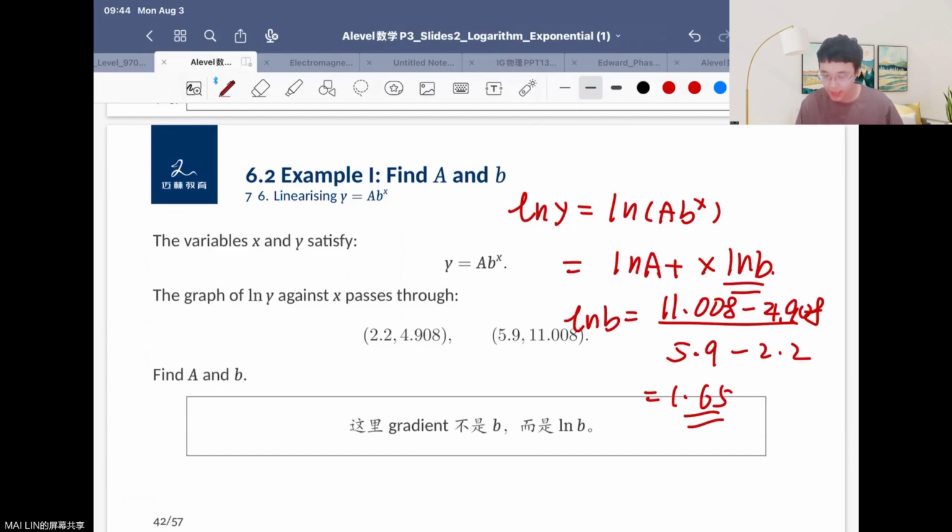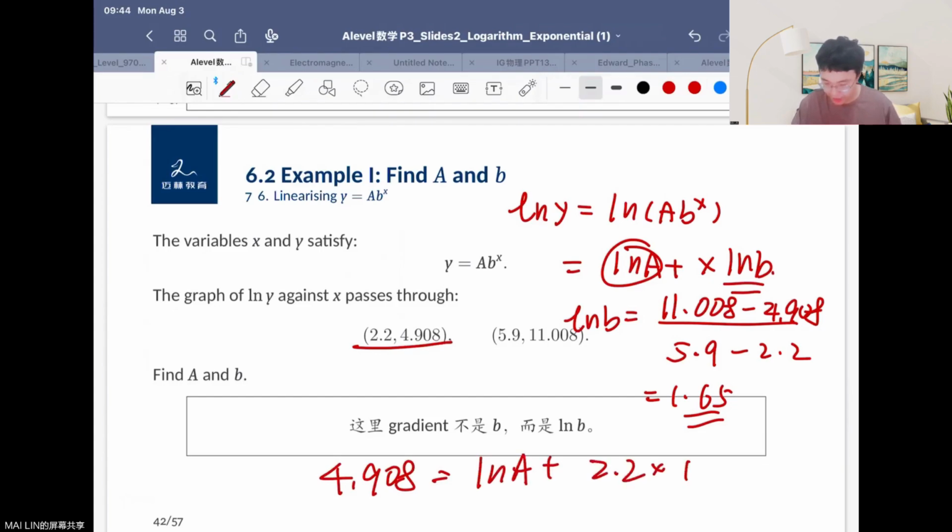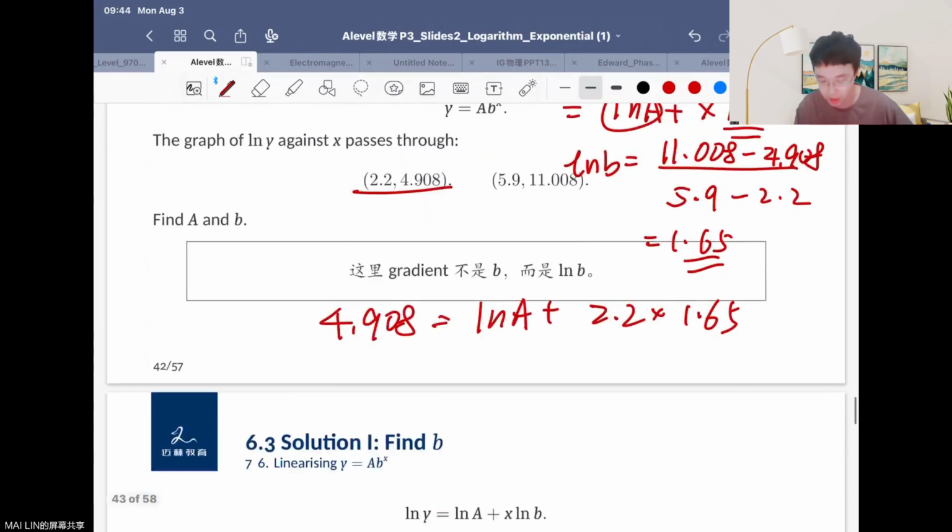And also we have log A. Log A is the y-intercept. So we can just put the exact values in here, like x is 2.2 and y is 4.908. So it becomes 4.908 equals log A plus 2.2 times log B, which is 1.65. So you can calculate exactly what log A is. Then we can calculate the A and B values here. That is how we can calculate A and B in this kind of problem.